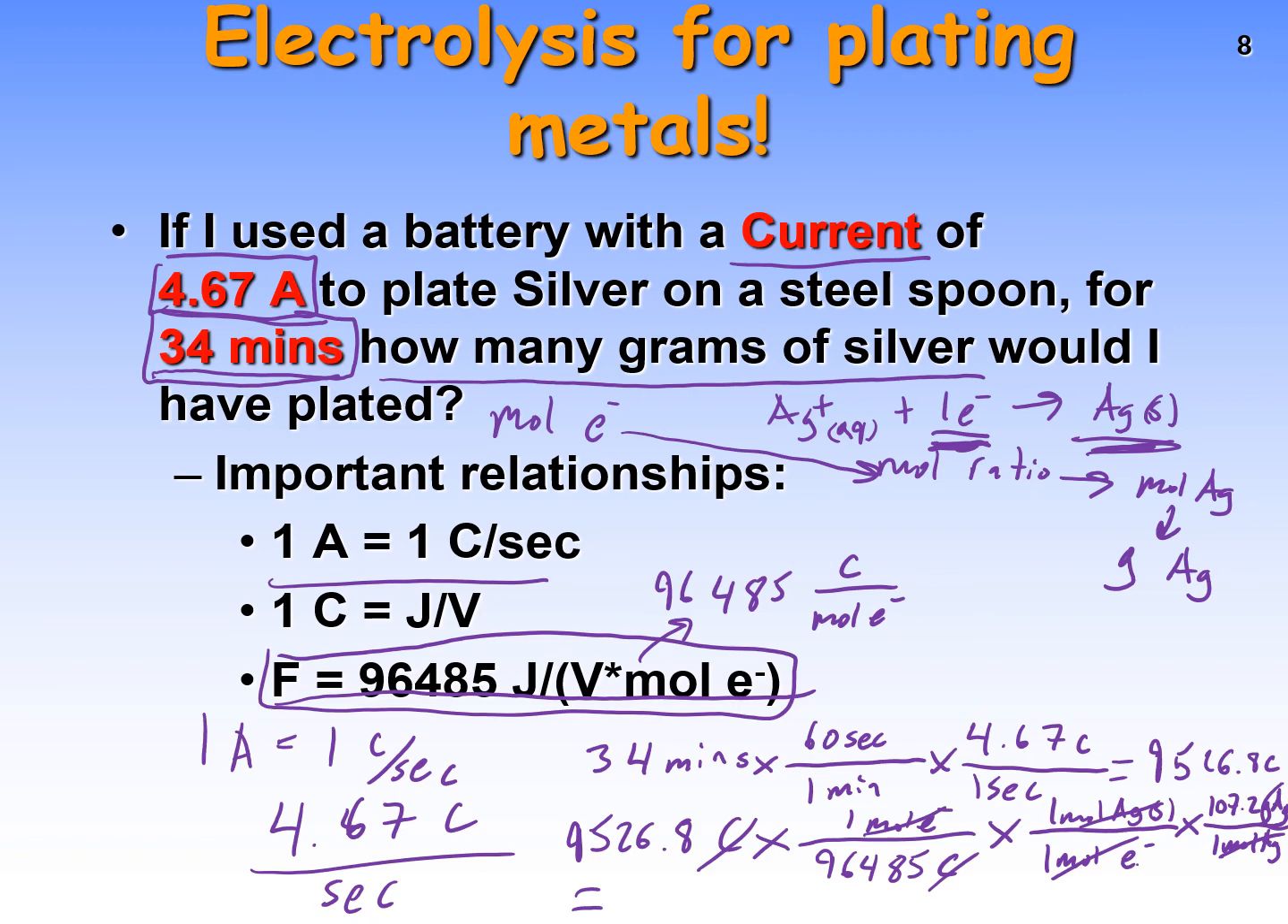Which gives me about 10.5 grams of silver, or to 2 sig figs, 11 grams of silver are plated. So this is an electroplating problem. The rest of this chapter is going to be on batteries, and I'm not going to test you on batteries, but there are some problems on your Sapling homework with batteries involved.